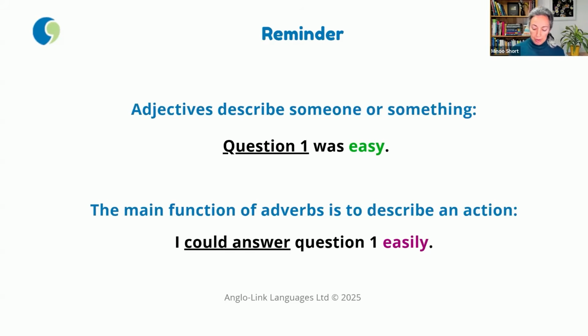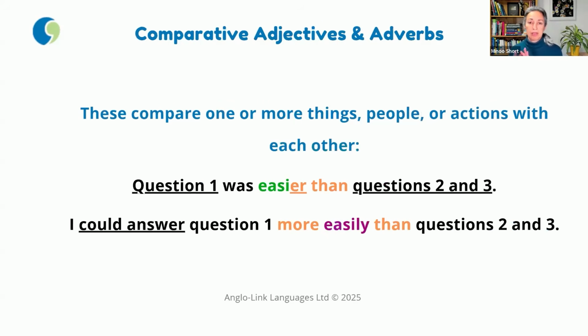Now, from here, we go on to see what comparative adjectives and adverbs are. These adjectives and adverbs compare one or more things, people, or actions with each other. For example, we say question 1 was easier than questions 2 and 3. Or I could answer question 1 more easily than questions 2 and 3. Here we are comparing one question with 2 other questions.